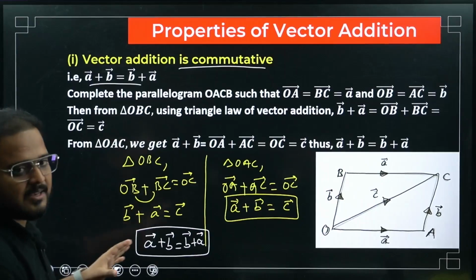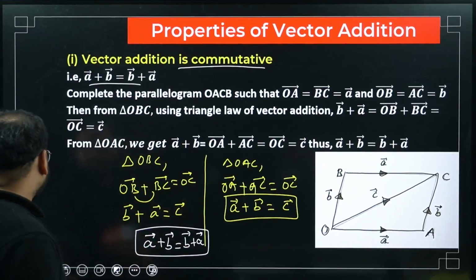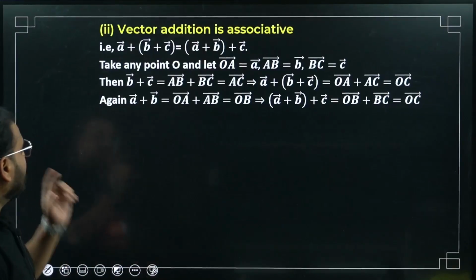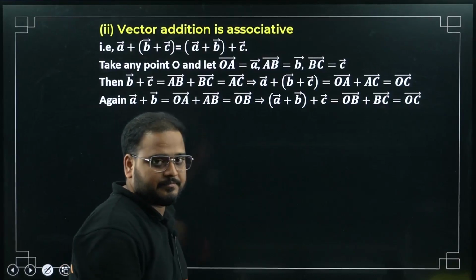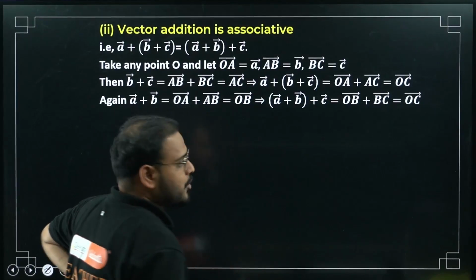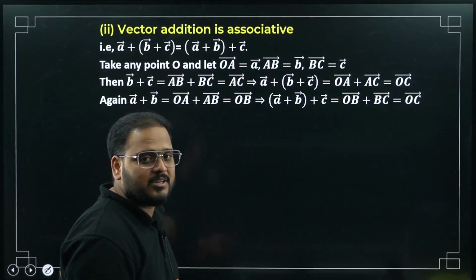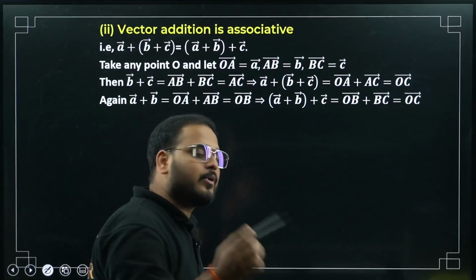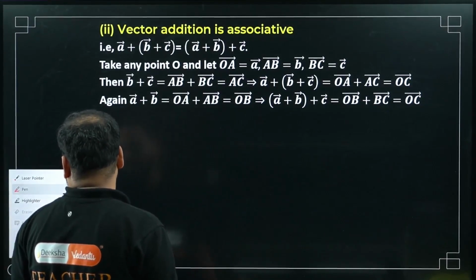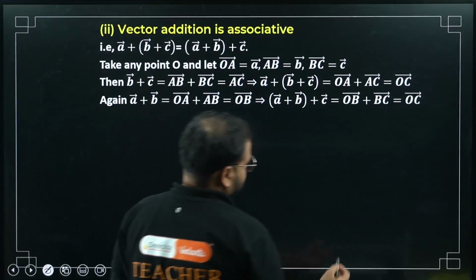The first property is defined. Simple property. Shall I move on to the next one? Yes. Vector addition is associative. It means whether I add A to B first and then to C, or add B to C first and then to A, the result will be the same. Let me show you by drawing a figure.